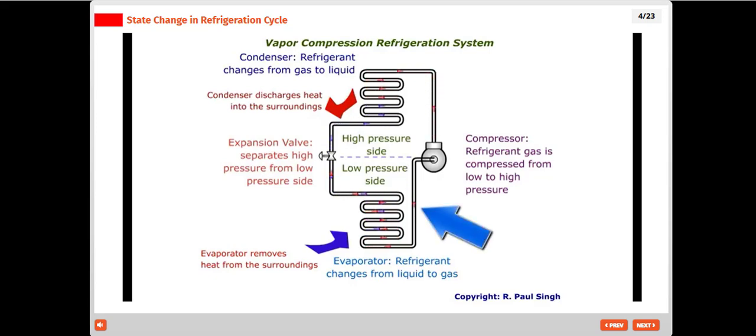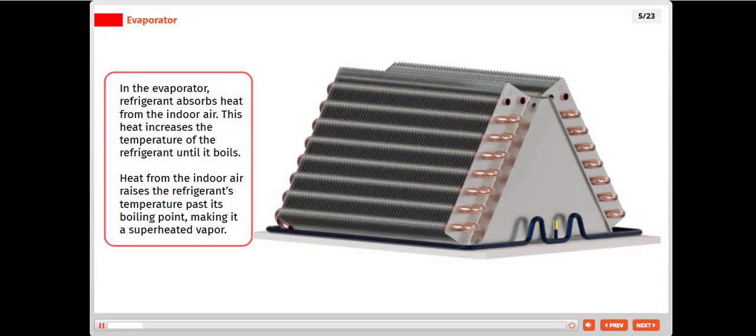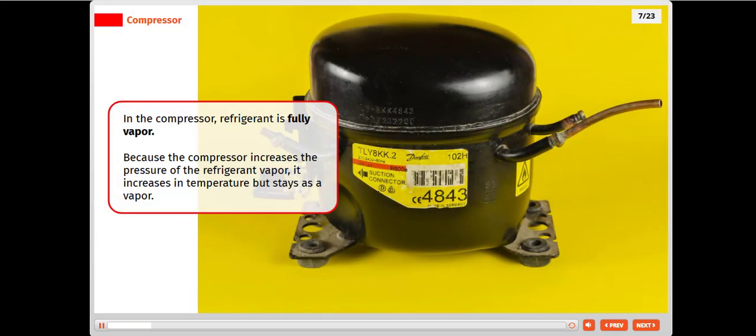In the evaporator, refrigerant absorbs heat from the indoor air. This heat increases the temperature of the refrigerant until it boils. Heat from the indoor air raises the refrigerant's temperature past its boiling point, making it a superheated vapor. Refrigerant changes from liquid to vapor here, so the evaporator contains both liquid and vapor. In the compressor, refrigerant is fully vapor. Because the compressor increases the pressure of the refrigerant vapor, it increases in temperature but stays as a vapor.